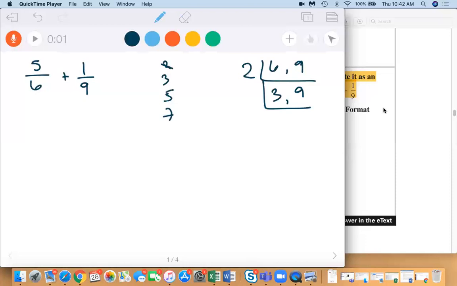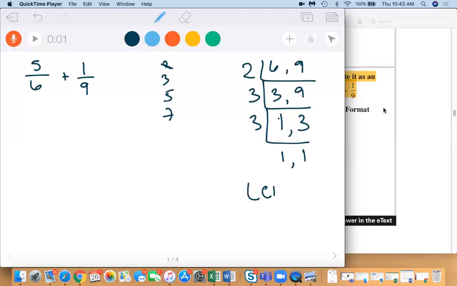So we're going to move on to 3. 3 divided by 3 is 1. That means we're done with this side. 9 divided by 3 is 3. We're not done yet. We can still divide by 3, so we say 3. We just carry that 1 down. 3 divided by 3 is 1, so we're done.